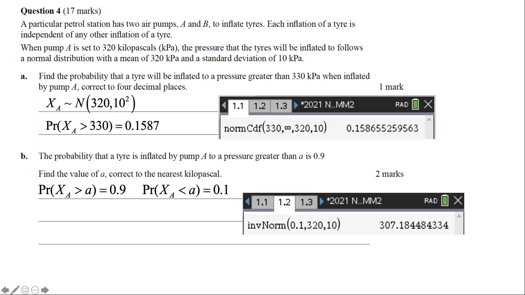So every time you're using inverse norm CDF, make sure you recognize the correct tail. Is the tail left? Alternatively, you could work out the z value corresponding to the area 0.1 under a standard normal distribution, which is roughly minus 1.28155. And you could use x minus mu over sigma to solve for A. Therefore, correct to the nearest kilopascal, A is about 307.